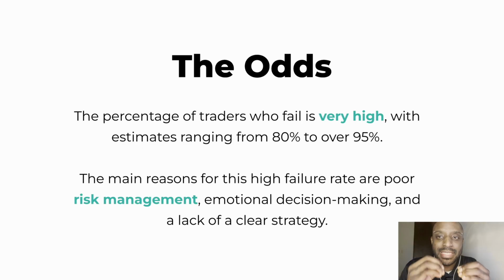Now, before we get into this, I need you to understand the odds. The percentage of traders who fail is high, very high, with estimates ranging 80 to 95%. I've even heard it said that within 300 days of trading, 97% of traders lose their money. Okay, and this is because of poor risk management, which I drill, risk management, guys. Emotional decision making, so that whole revenge trading, you lose one, so now you try to make it back. And remember, to be a successful trader, you have to accept losing, not making mistakes, but losing, okay?